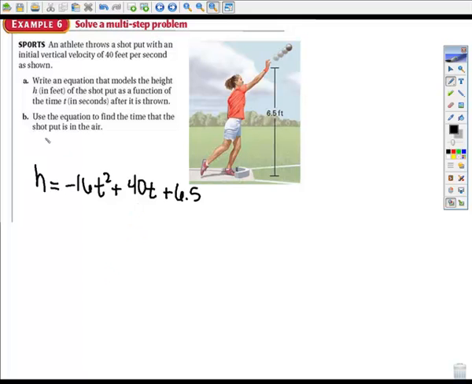So there's the equation. Now they want to know how long was the shot put in the air. So in other words, when did it hit the ground? What we're going to do with this is we're going to actually use Desmos to graph this, because the values we're going to have to actually estimate because this doesn't have integer value answers. So I want you to just pay attention to this because I'm going to take you to Desmos right now.